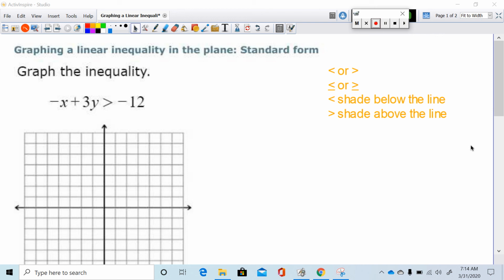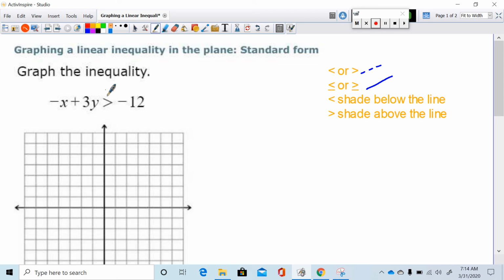Graphing a linear inequality in the plane, standard form, and it says graph the inequality. First of all, for graphing inequalities, we have these basic rules. If the inequality is not underlined, you use a dotted line. If it is underlined, you use a solid line. If it's less than, you shade below the line. Greater than is shade above the line.